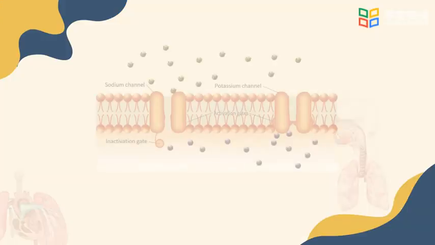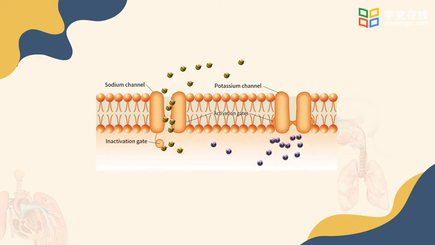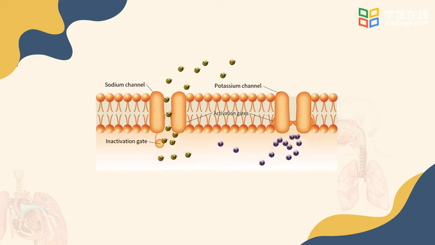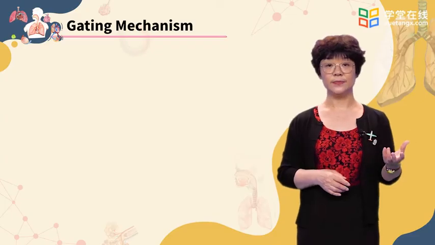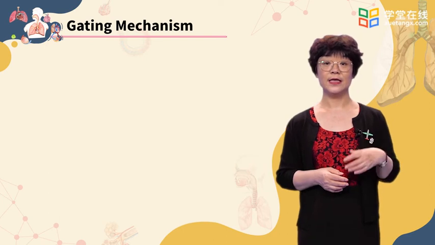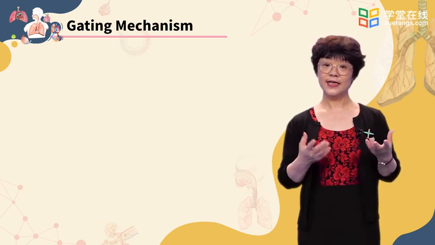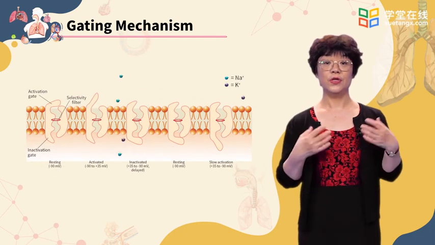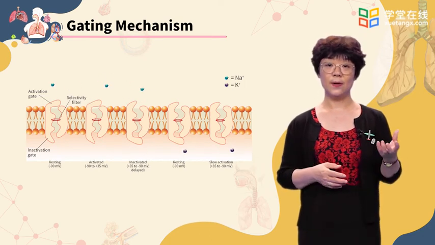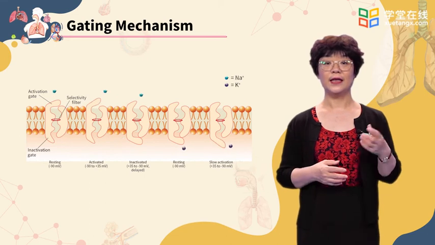When the channel is open, the selective ions can flow through by passive diffusion, down the electrochemical gradient. But when the channel is closed, the ions cannot pass through, no matter how large the electrochemical gradient may be. The gating mechanism is a regulatory system controlling the opening and closing of gates in ion channels. Gating involves transition through the open or conducting, then closed and inactive states, accompanied by conformational changes in the ion channels.